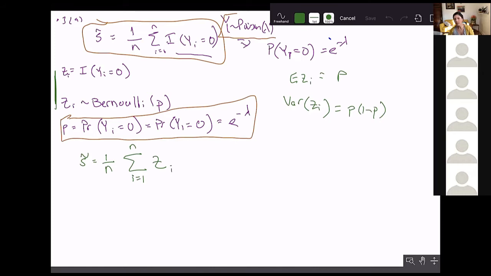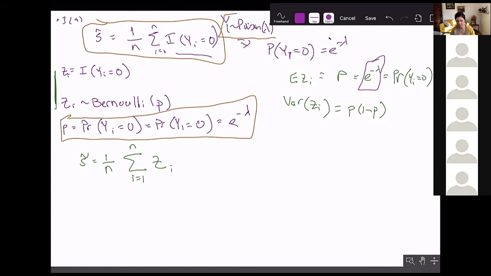So for the expectation, be exponential negative lambda? Yeah, so that will be e to the negative lambda. Which is also just the probability that yi is equal to 0. That's going back to our original definition. So yeah, this is going to be your expectation of zi in terms of lambda.